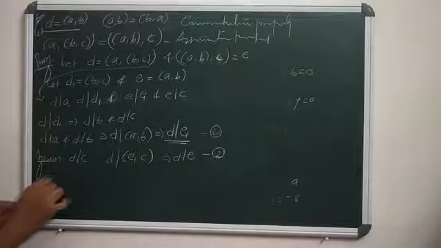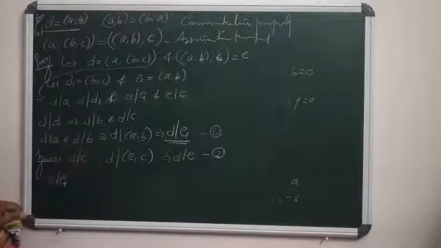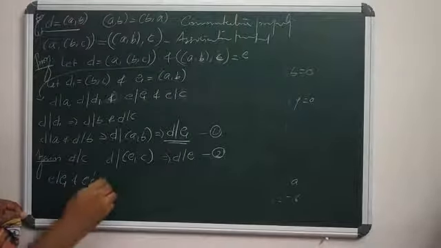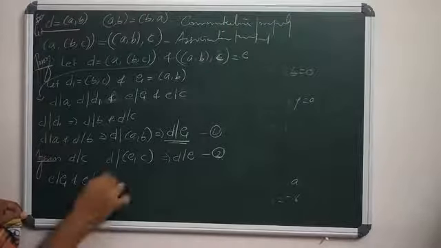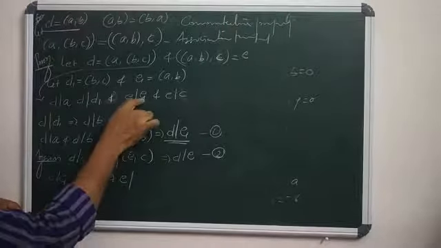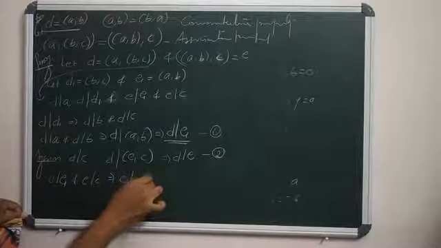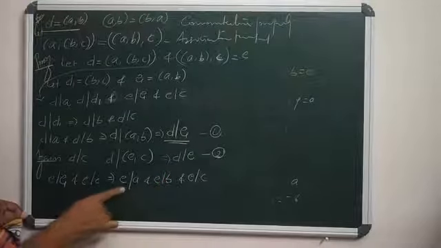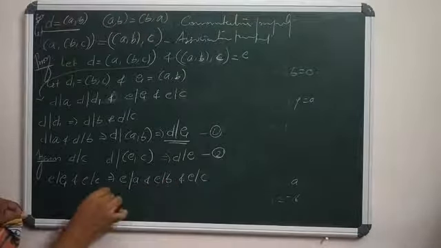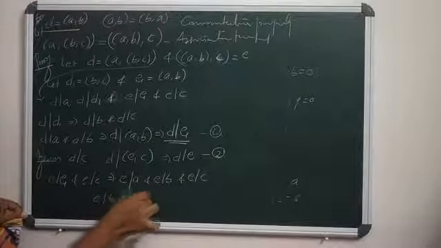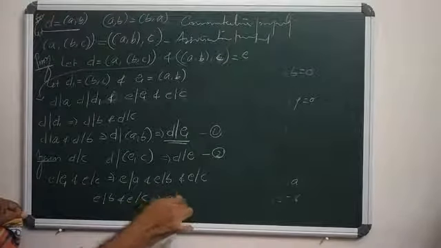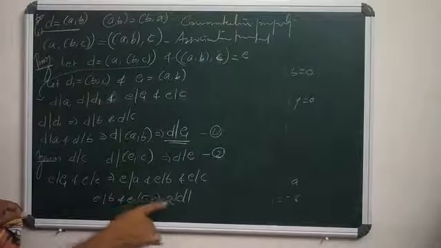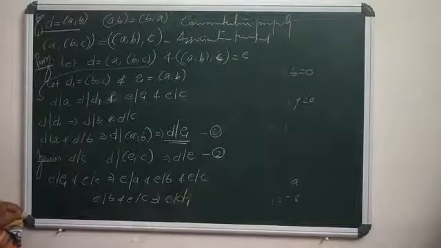Further, E divides E1. Again E divides C. So E divides E1 and E divides C means E divides, what is E1? E1 is GCD of A and B, so E divides A and E divides B, and E divides C. So E divides B and E divides C. That implies E divides GCD of B and C. What is GCD of B and C? That is D1. So clearly E divides D1.